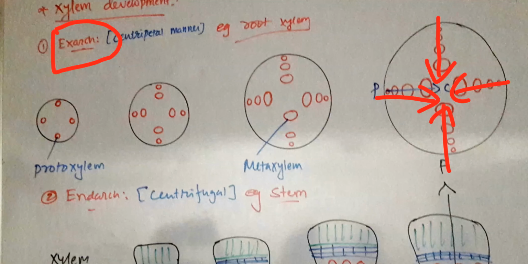This is the root in the early stages. This is a slightly more mature root, and this is the most matured root. See, where did the protoxylem appear first? At the periphery. Then the metaxylem, towards which position did it come in a mature plant? It came towards the center. So the development of the xylem is from periphery to center. This is called exarch development of the xylem. Simple as that, particularly primary xylem.